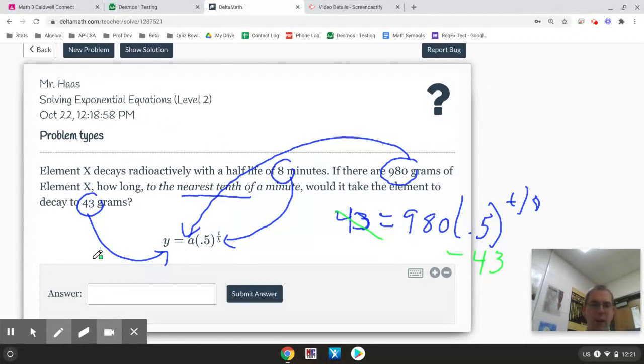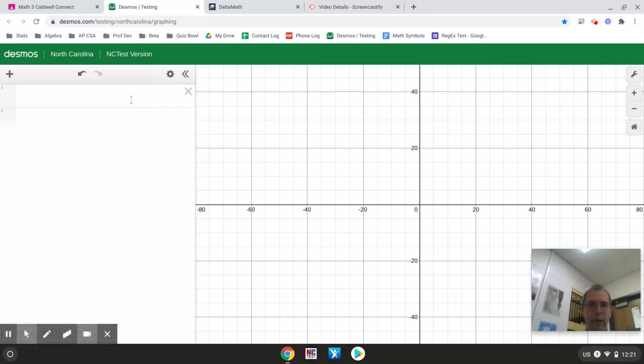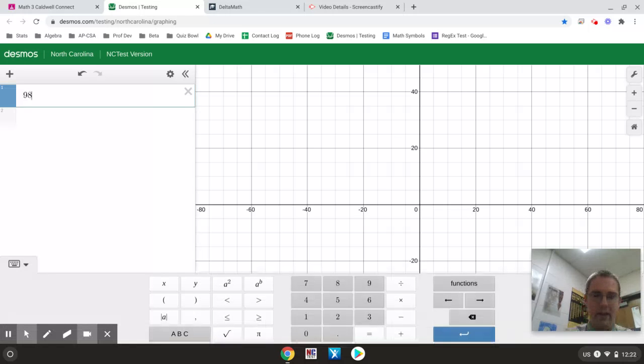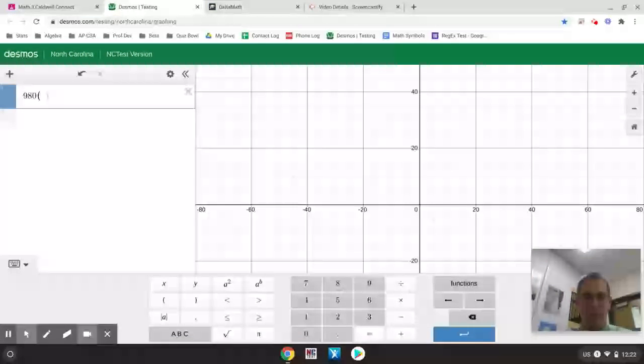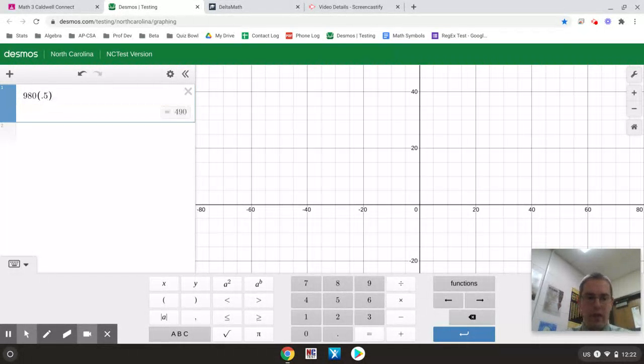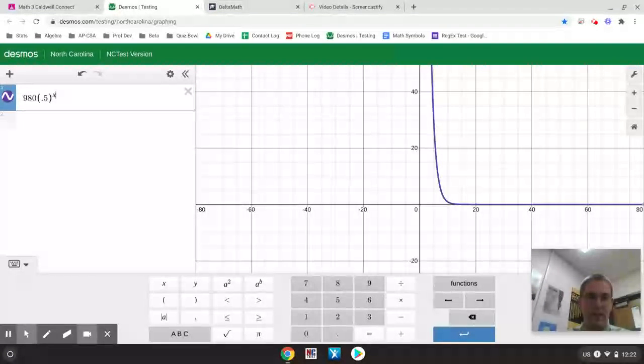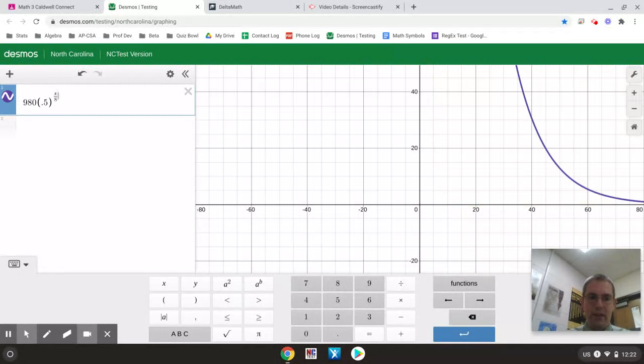So let's go ahead and try this one in Desmos. I have 980. Usually put my base in parentheses, so 0.5 to the, and then I do an x instead of a t because Desmos likes x's better than other letters, so we'll graph them. Divided by 8, and then subtract 43. And what I'm looking for is the 0 again, or the x-intercept.